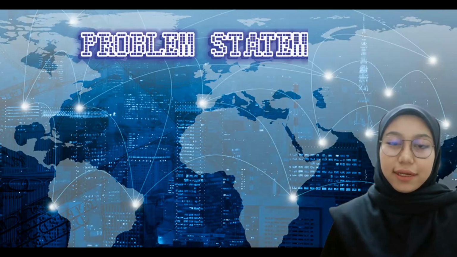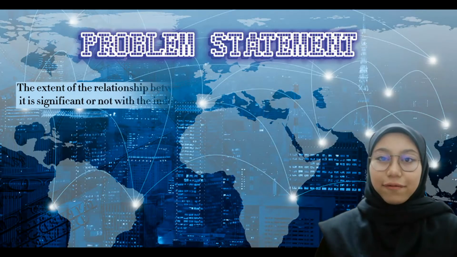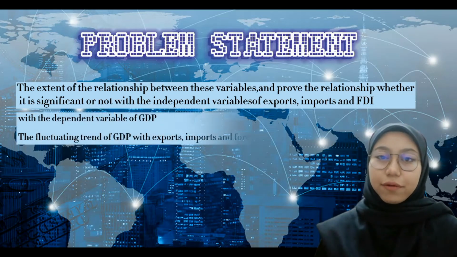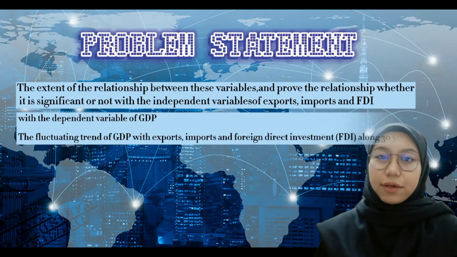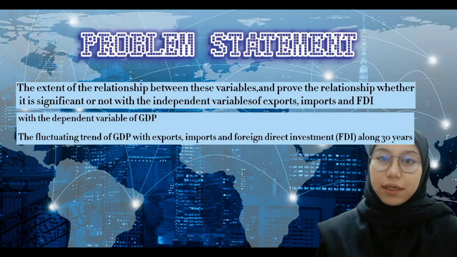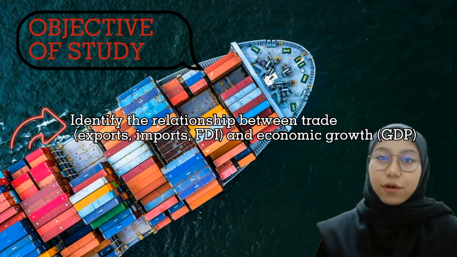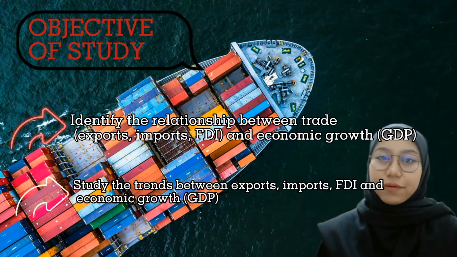The problem statement of this study is how far is the relationship between trade and economic growth. It will focus on FDI, export and import for trade. For economic growth, it will refer to GDP. This study follows the trends of the GDP with the export, import and foreign direct investment along 13 years. The study has two objectives, which is to identify the relationship between trade, export, import, FDI and the economic growth, GDP.